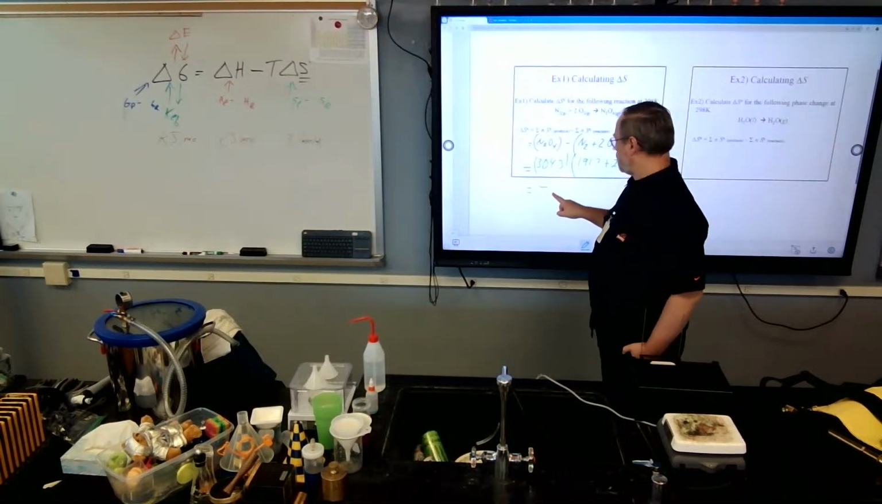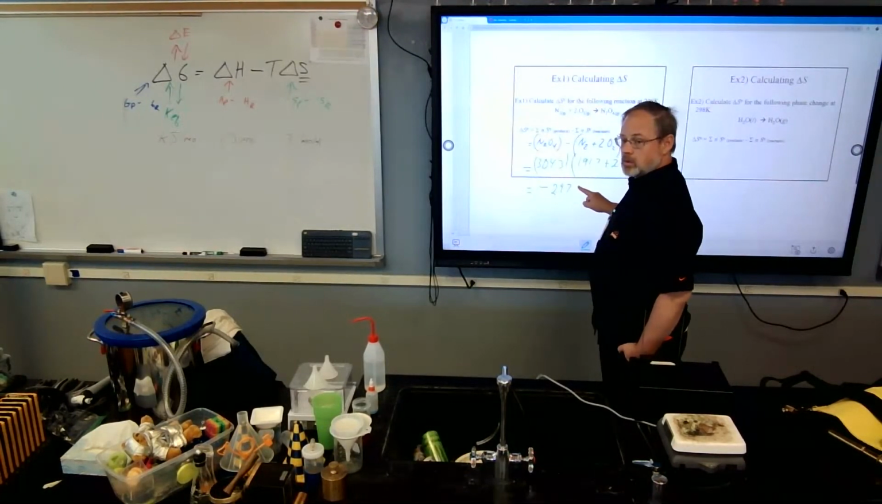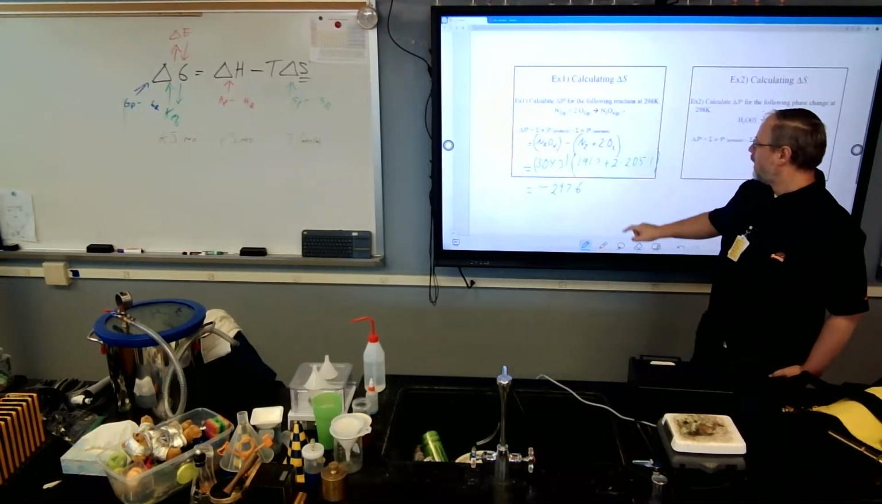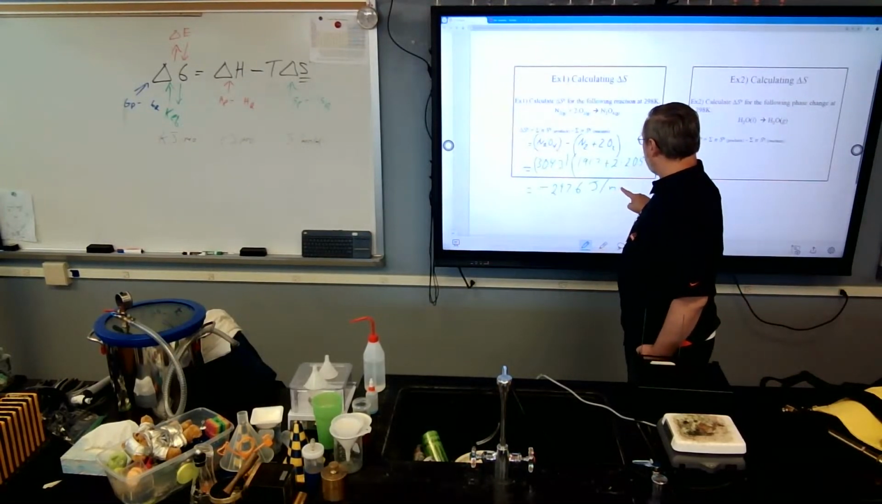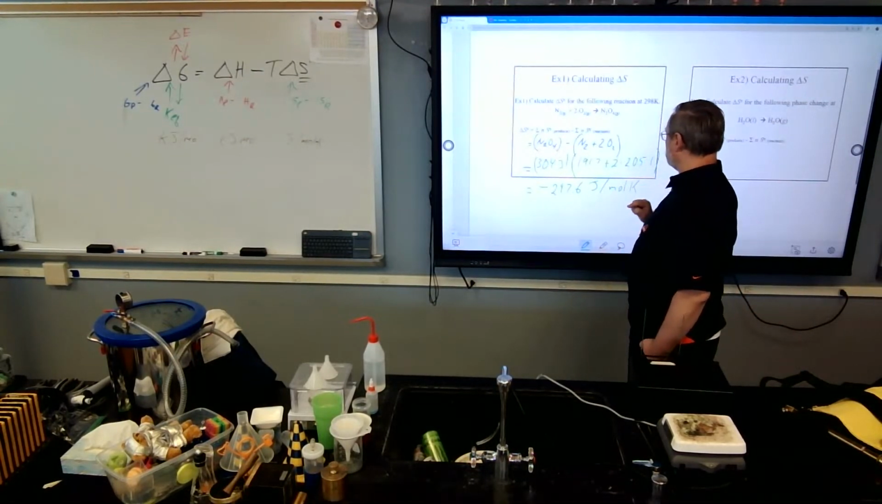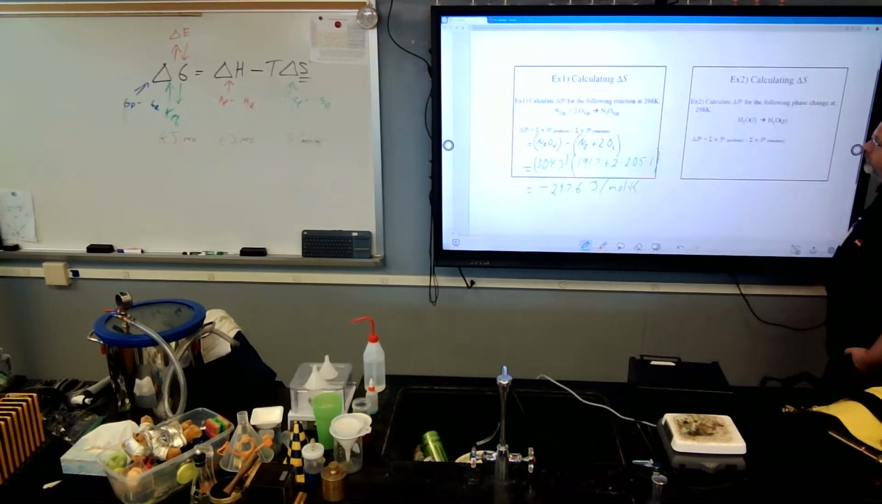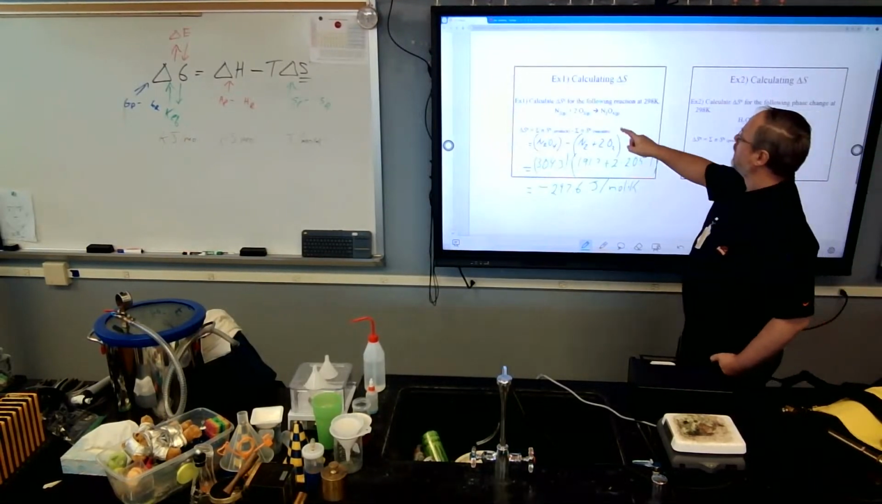Negative 297. Well, 3 sig figs, right? Well, 4 because we have a decimal. 0.6. And the unit here is going to be the joule per mole Kelvin. Are you comfortable with this calculation? Okay. The pitfalls you got to watch out for, 2 of them.